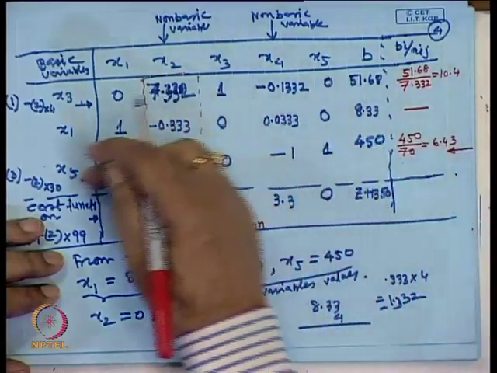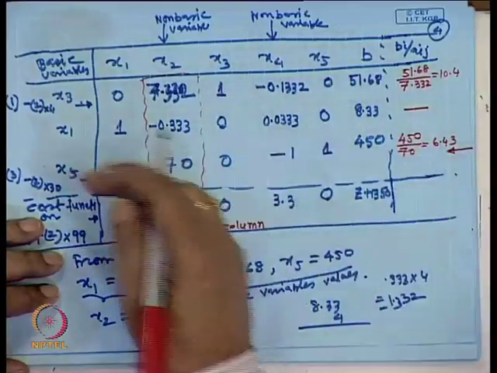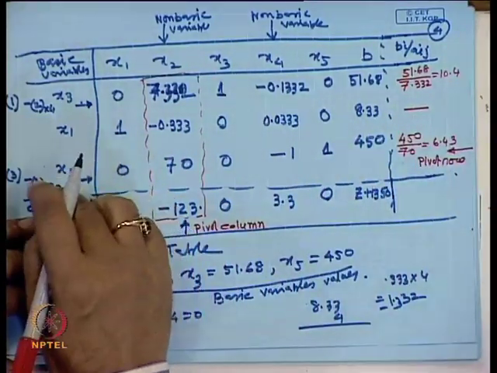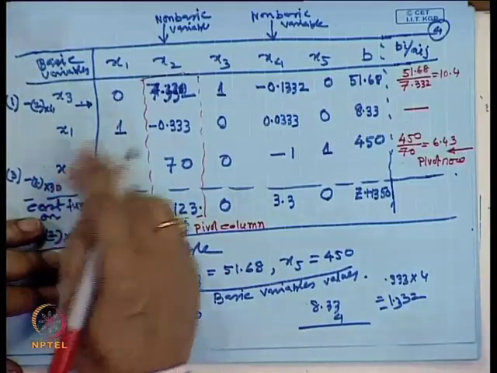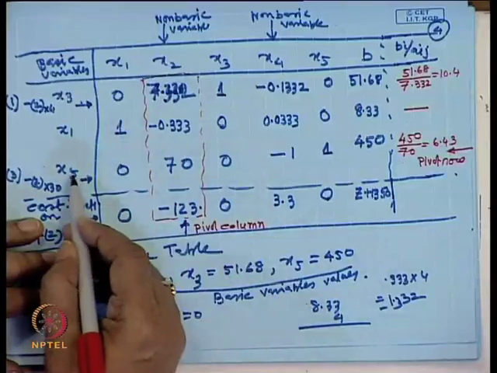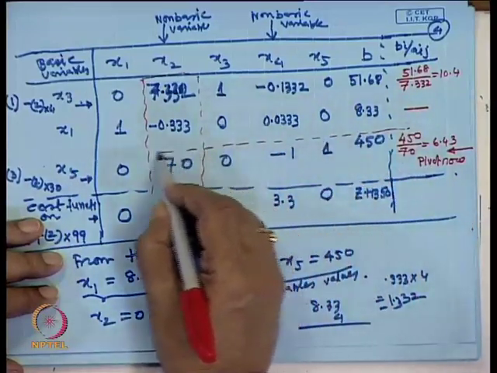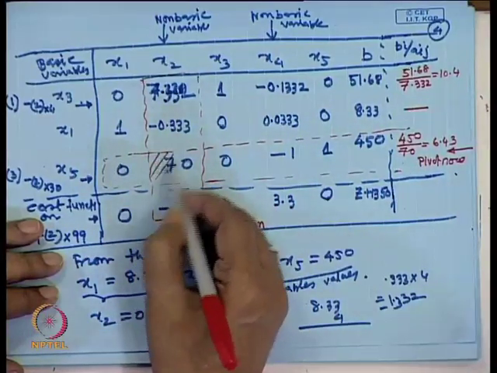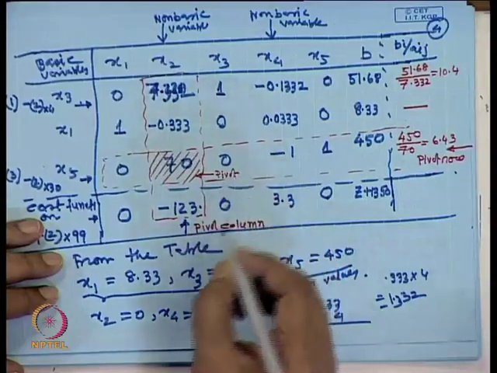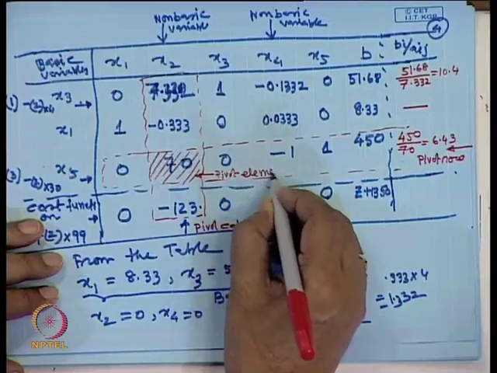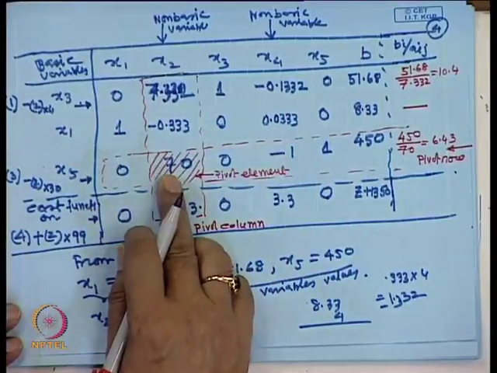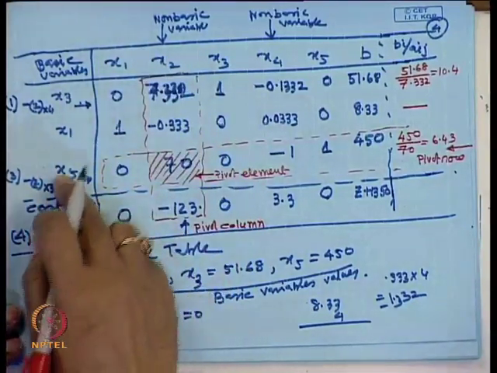Okay? So, this row will be treated as the pivot row, meaning the basic variable in this row will go out as a non-basic variable. You see the coefficient here is 1, and this is x5. If you draw that row and this column, this element will be treated as the pivot element. So, we have to start our operation with this element. That means x2 goes in as a basic variable, and x5 goes out as a non-basic variable.